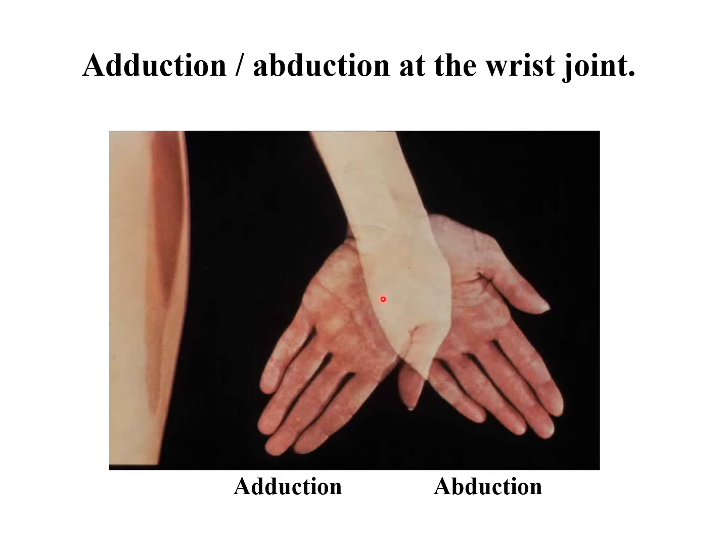Now, if the hand is moving toward the body wall, that is adduction, or it is also known as ulnar deviation because the ulna is present here. This movement is known as adduction of the hand or ulnar deviation, and this movement is abduction or radial deviation.